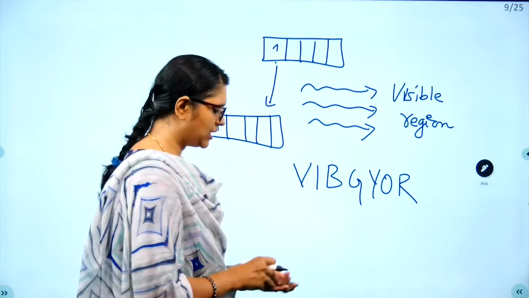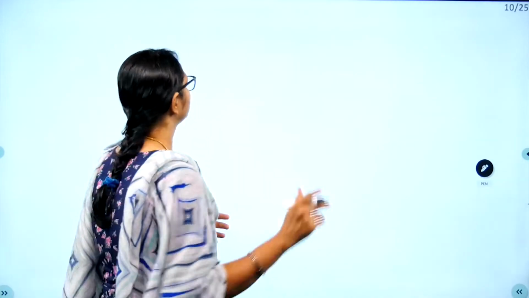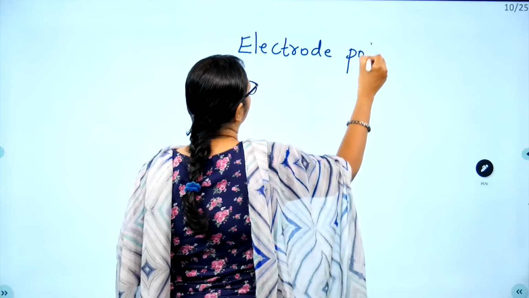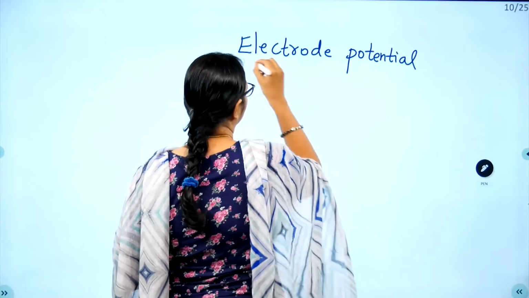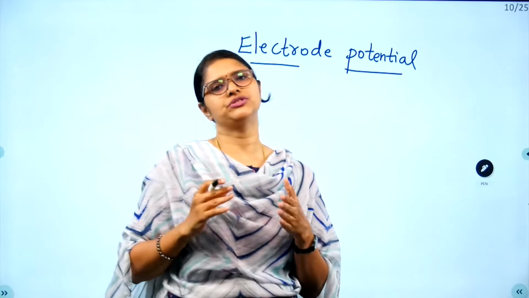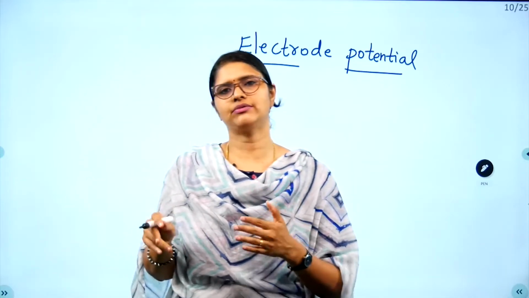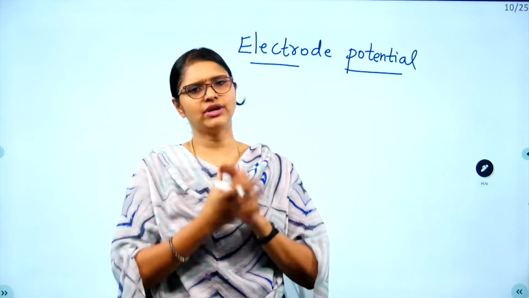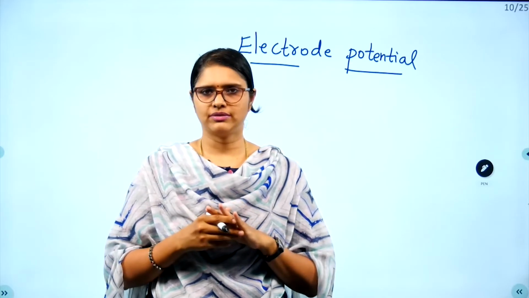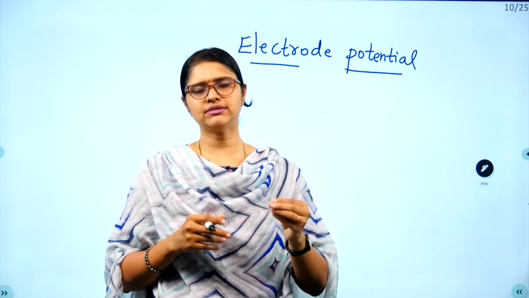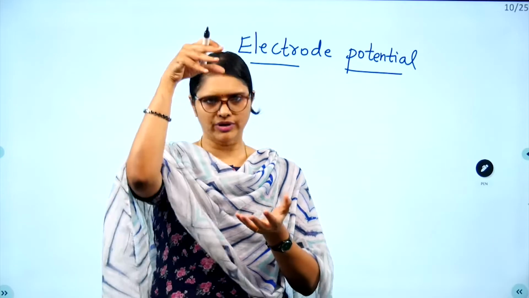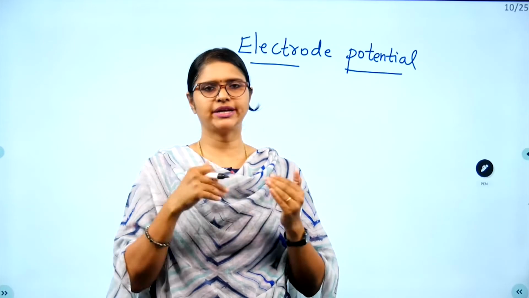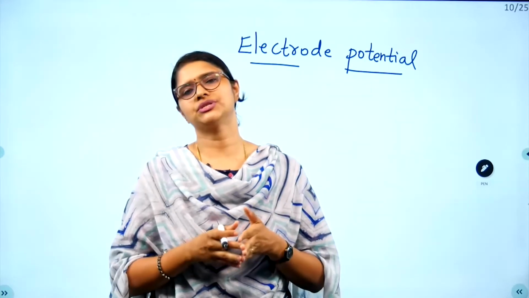Now we are going to see electrode potential. So what do you mean by electrode potential? We have a particular chapter called electrochemistry, where we would have seen what electrode potential is, and what happens if it is negative or positive. So again we are going to see it here. What is electrode potential? The potential difference created between the electrode and its solution. When you keep the electrode in the solution, the plus or minus potential difference created between the electrode and the solution is nothing but the electrode potential.